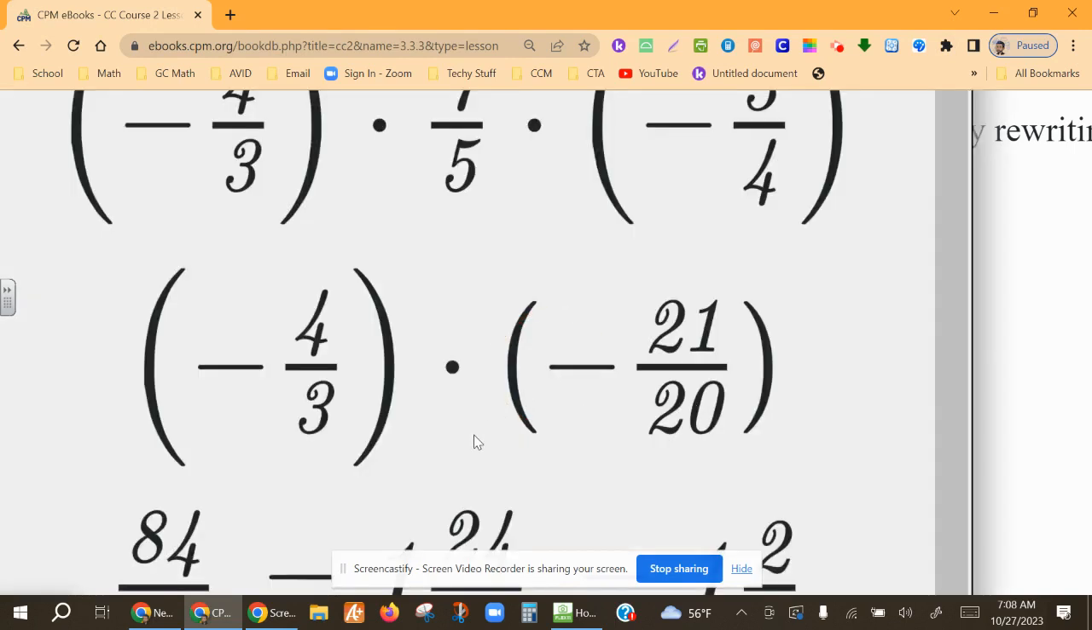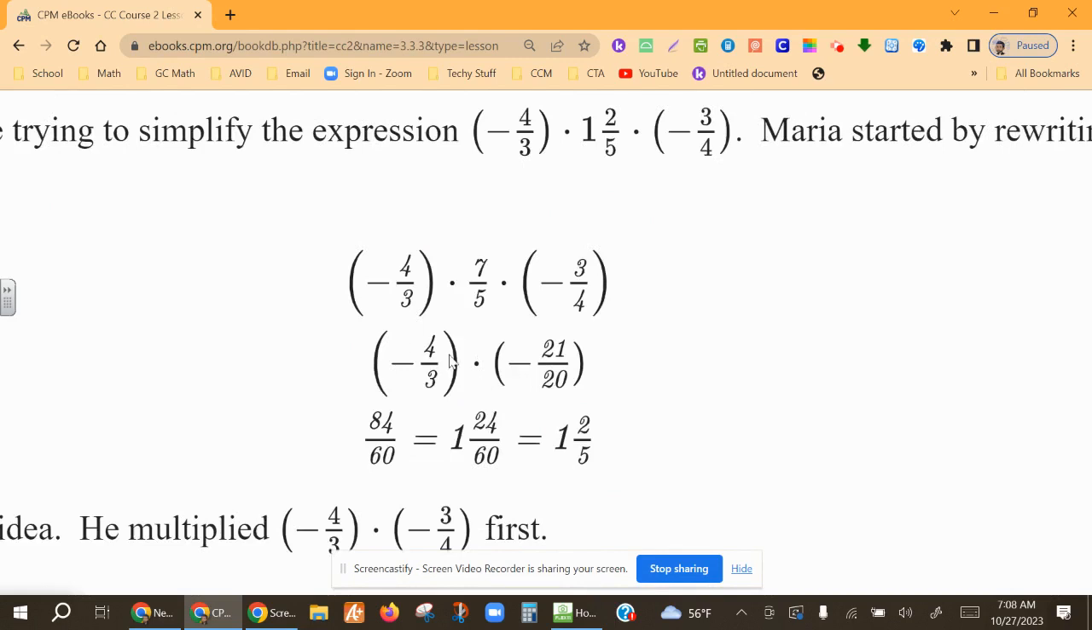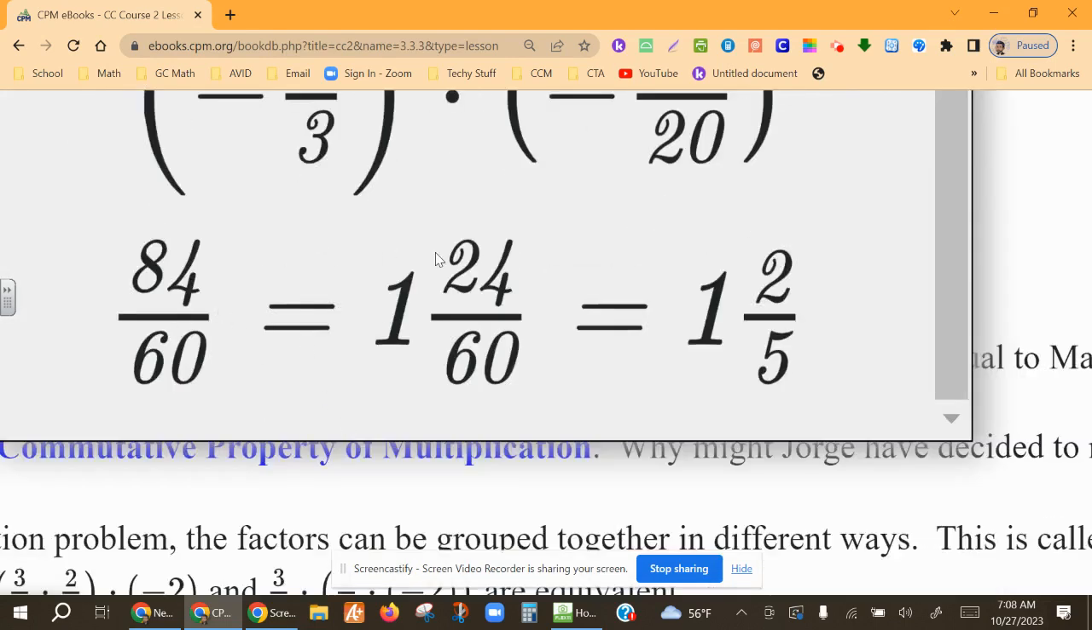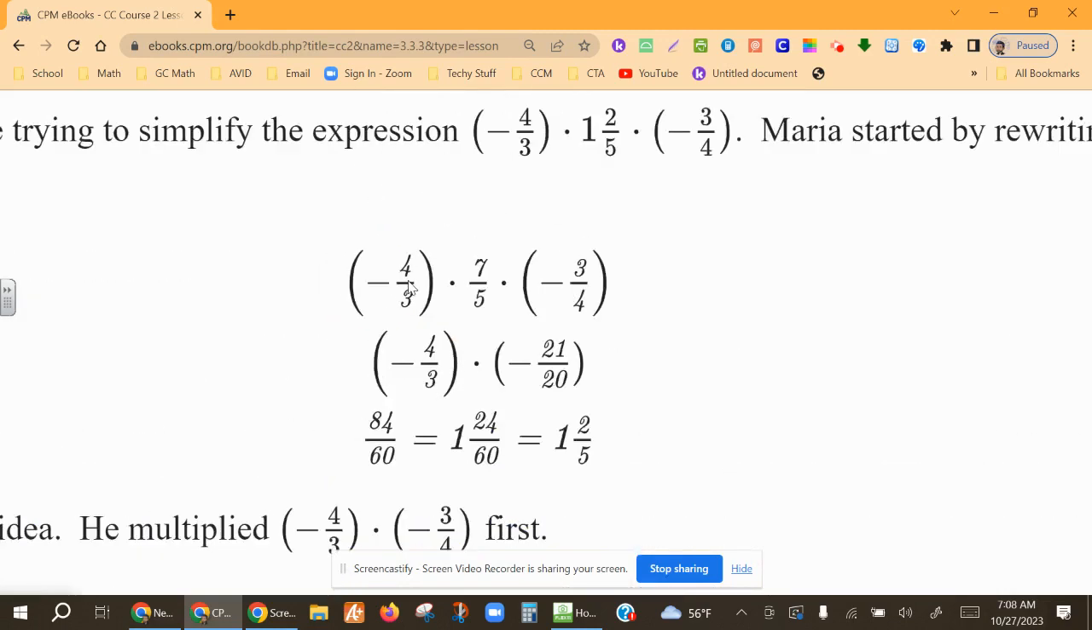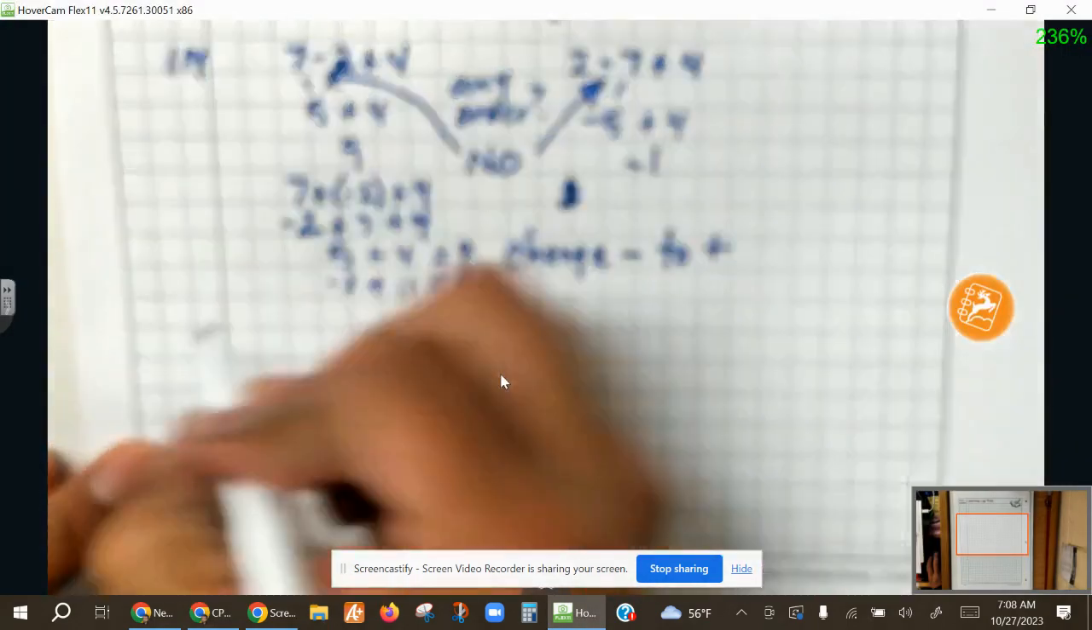Okay, so 21 20ths. So now we have 4/3 times 21 20ths. Okay, these are the two numbers that they put together. All right, then what do they do? 4 times 21 is 84. 3 times 20 is 60. And since both of these numbers are negative, we know that we have a positive 84/60ths, right? So they changed 84/60ths to 1 24/60ths, a mixed number, but we don't need to do that, okay? So what is another way we can do this that would simplify this a little bit more?